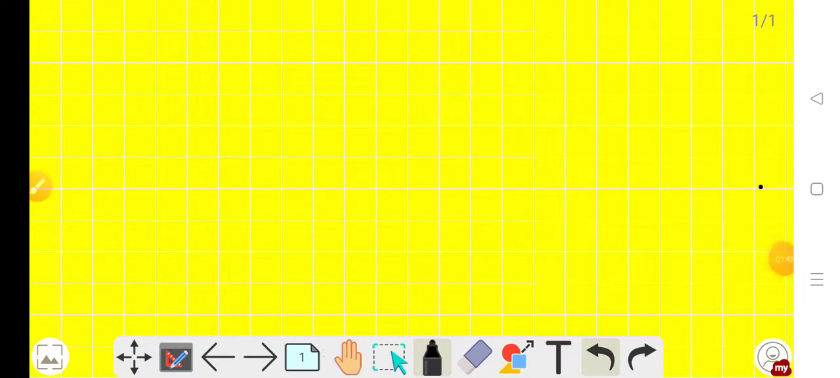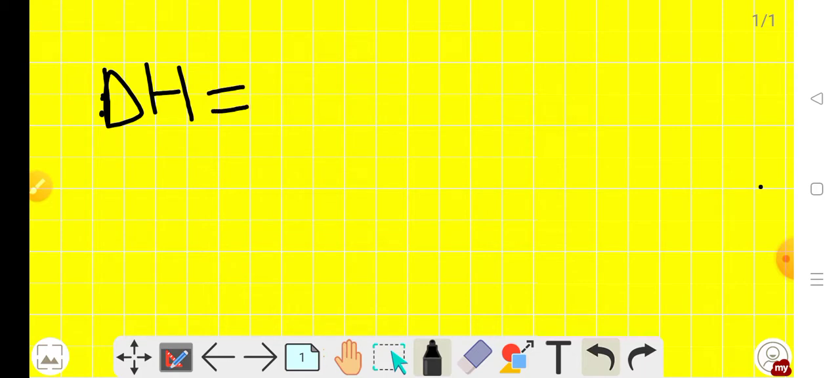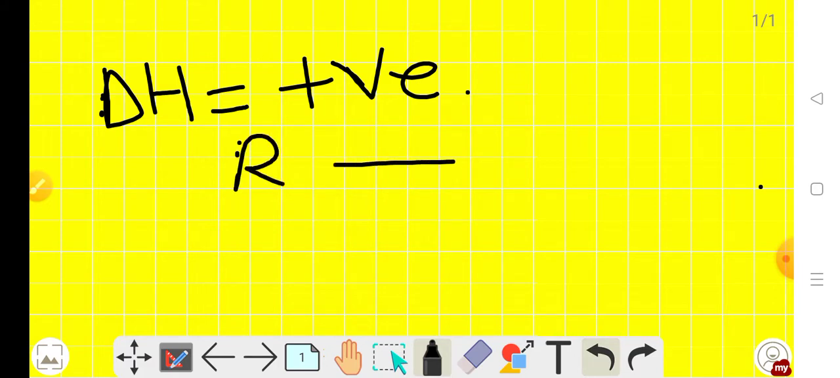Okay, so according to this Le Chatelier's principle, what happens if we increase the temperature in case of an endothermic reaction? We all know that endothermic means where heat is absorbed in a reaction. Then in case of endothermic, the ΔH value is positive. Let me give an example of a reaction: if R produces P, where R is the reactant and P is the product. So in case of endothermic, heat is absorbed by the reactant.